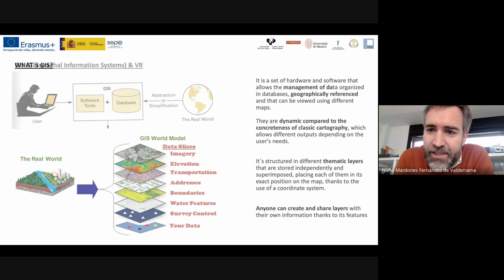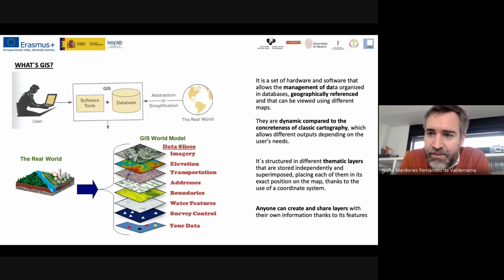So a geographical information system is a set of hardware and software that allows the management of data organized in databases. And one of the main features of this kind of hardware and software is that all the elements are geographically referenced. So this is a great possibility, because all the layers or all the information have an exact point of reference.